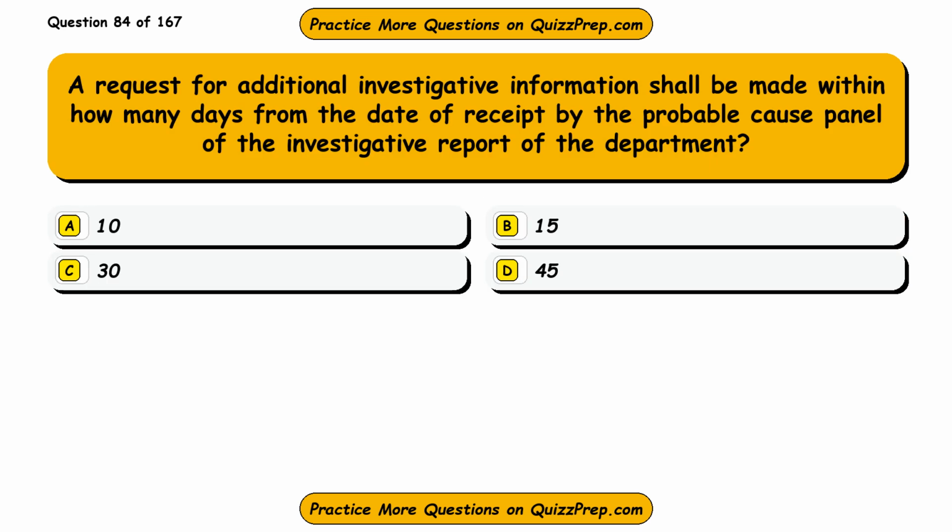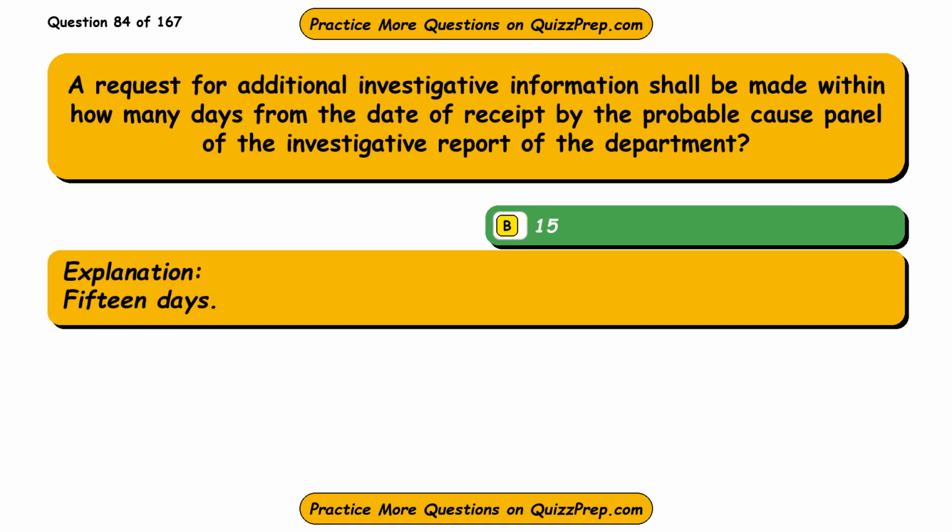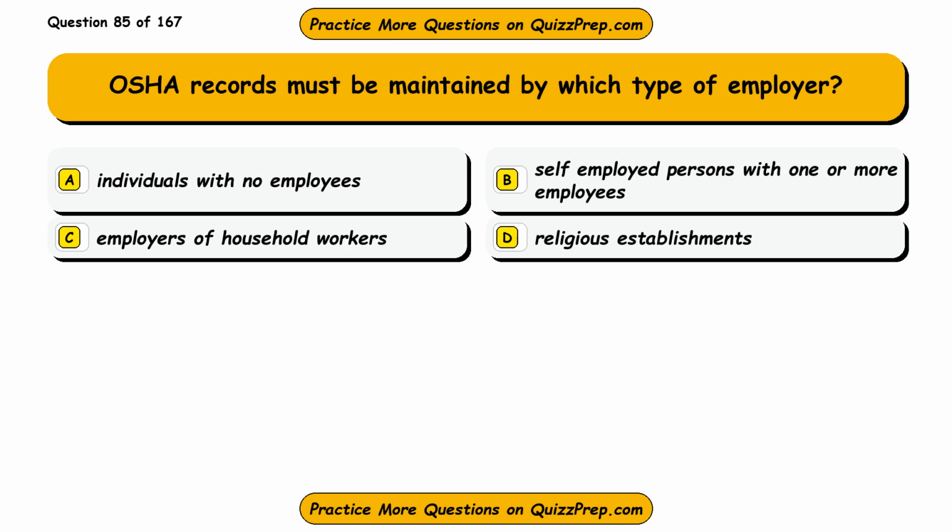Question 84. A request for additional investigative information shall be made within how many days from the date of receipt by the probable cause panel of the investigative report of the department? Option A, 10. Option B, 15. Option C, 30. Option D, 45. The correct answer is option B, 15. 15 days.